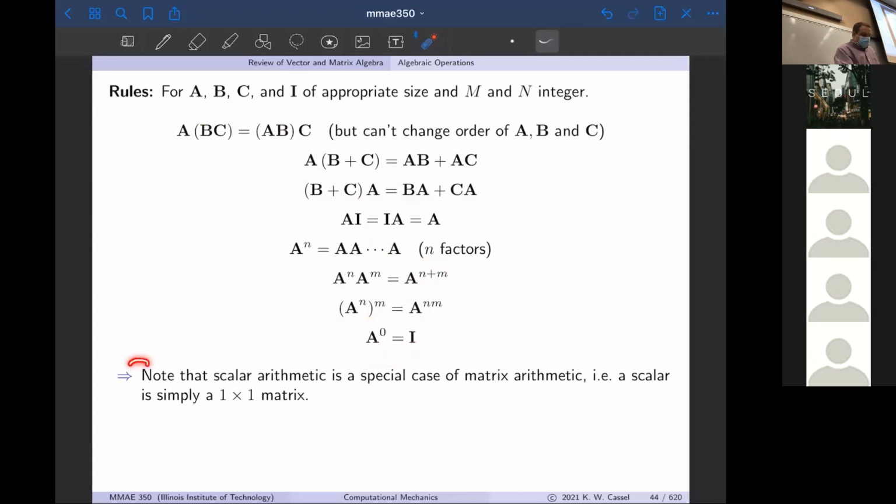So what you'll see is all of the scalar arithmetic versions of these follow directly from these more general cases. So if A and B were simply scalar numbers, not matrices, all of these hold if I was 1, all of these hold. And so in other words, the arithmetic and algebra that we learn for scalars is just a special case of this for matrices.